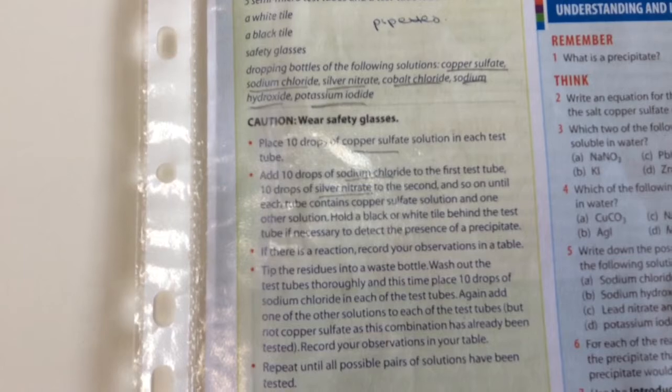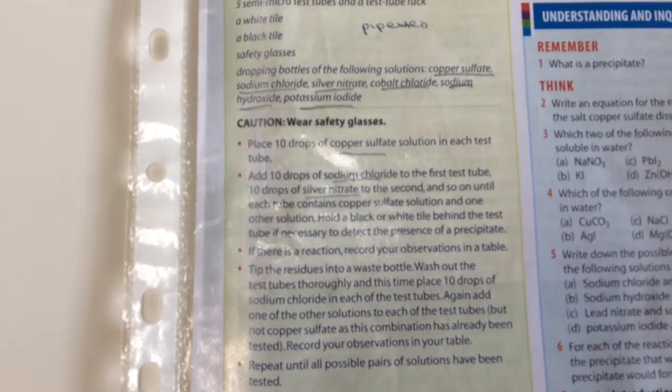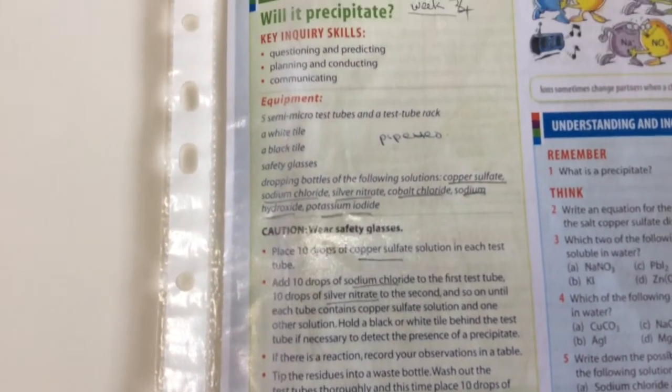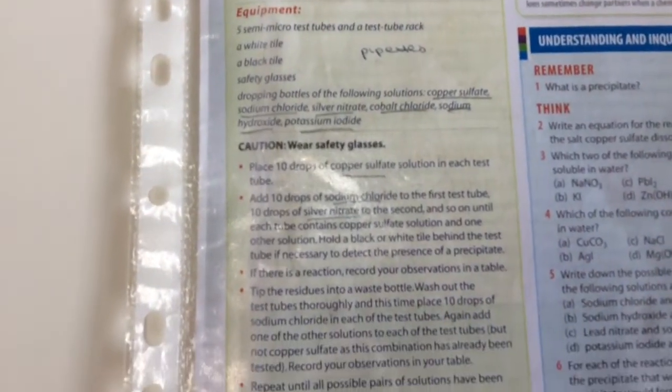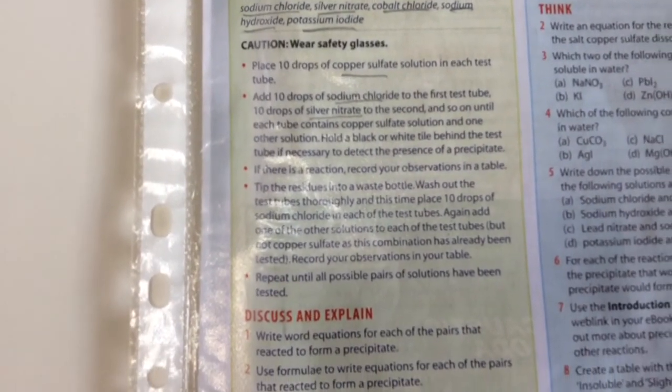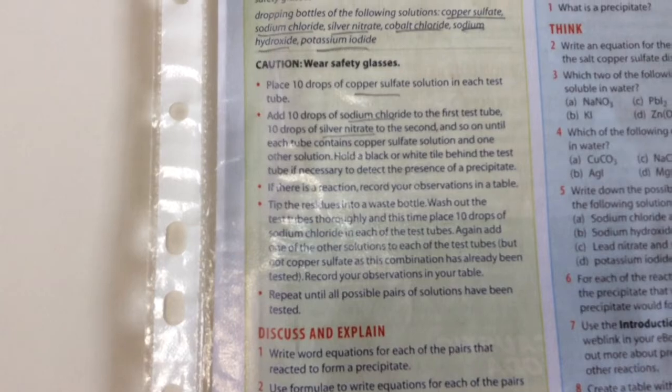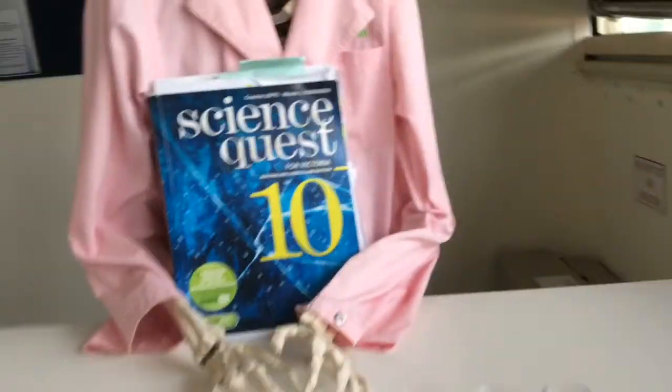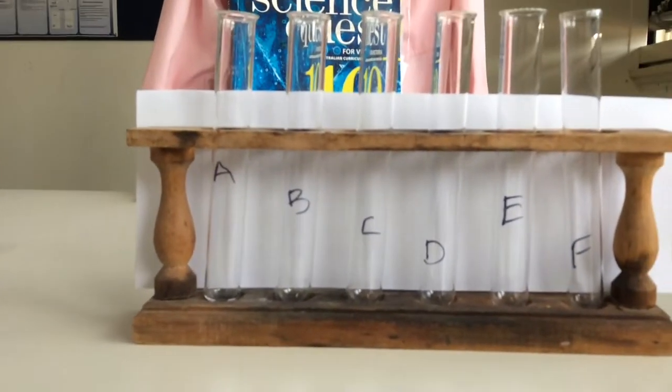And I suggest, just so that you know what's going on and so that you can write an aim, read through the method. So you might want to press pause now and read through that method. Thanks, Professor Bones. All right, let's get set up.